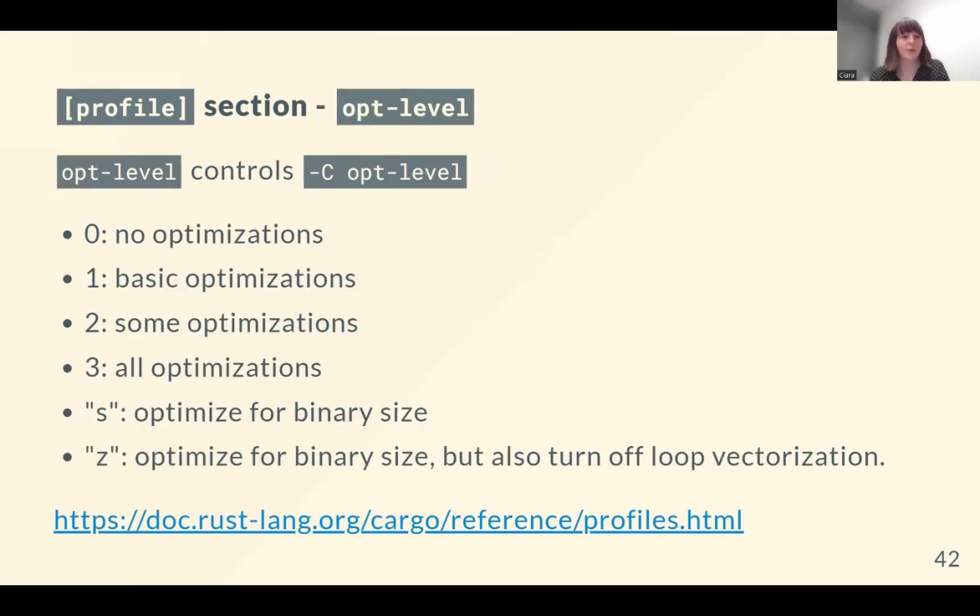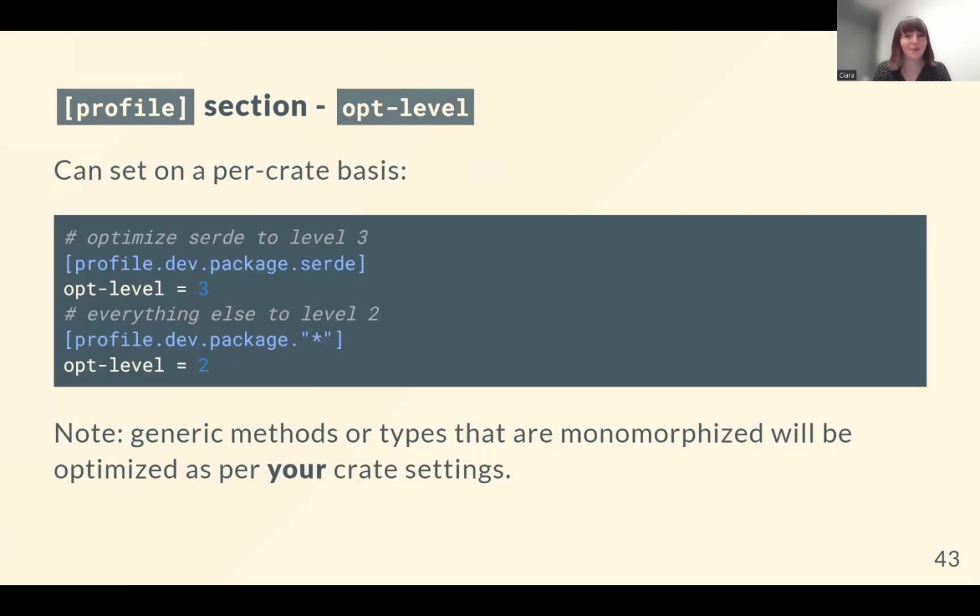That optimization level has these values, so 0 for no optimizations, up to 3 for turning them all on. You can also use S to optimize for binary size, and Z to optimize for binary size, but also turn off loop vectorization. So there might be someone on the call who knows more about when you would do that, but these are the options that you have available.